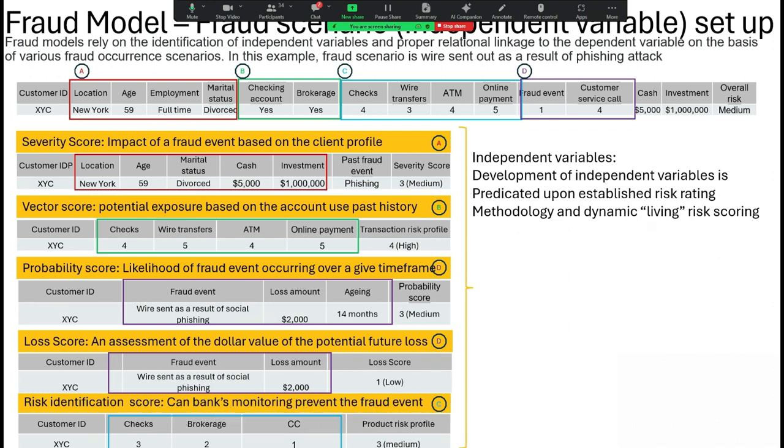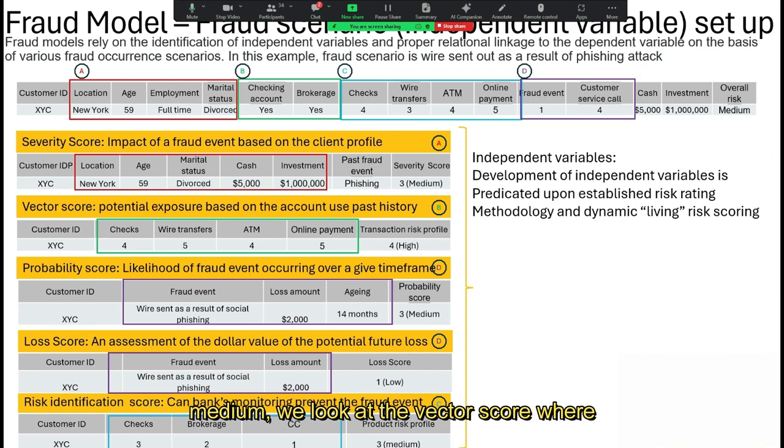So let's say we have a severity score. And severity score is the impact of a fraud event based on the customer profile. Again, same demographic data. He's got $5,000 in cash. He's got $1 million in his investment. Potentially the severity score is set as medium.